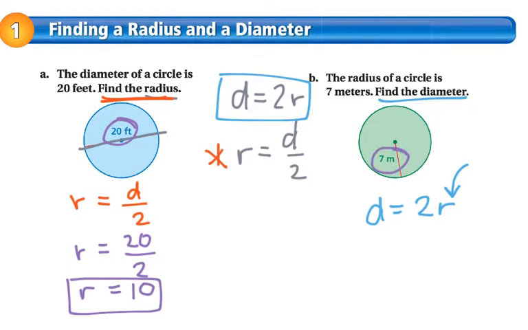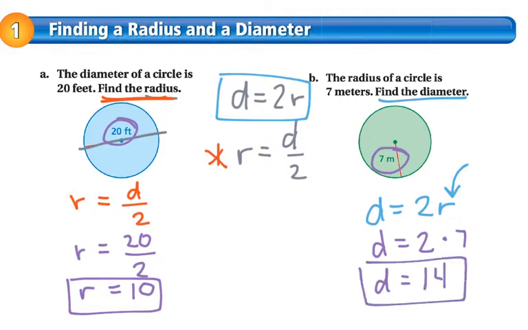It's 7 meters long. So to find diameter, we're going to take 2 times r, which is 7. And we can simplify from there, and we should be able to solve for diameter, which is just 2 times 7, or in this case, 14 meters. And we're all set to go.